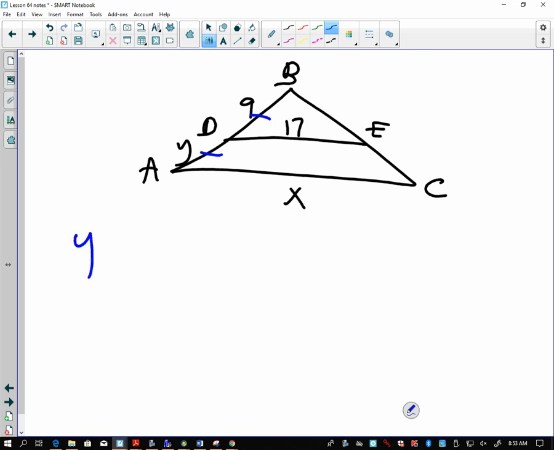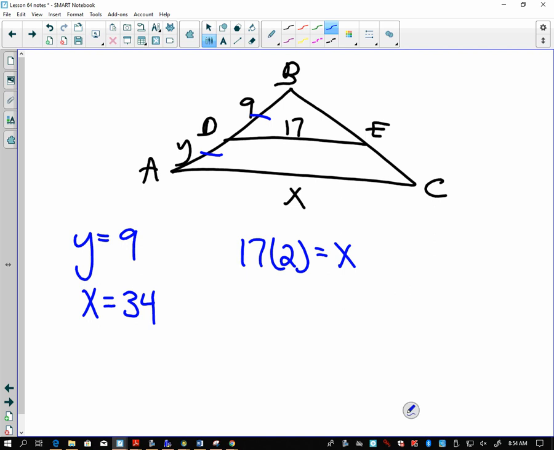That does mean that Y is 9, because I understand what a mid-segment does and how it's created, okay? And 17 is half of X. So what we could say is 17 times 2 equals X, okay? You could. But basically we're going to see that X is what? $34. Was that harder than what we might have a tendency to make it?